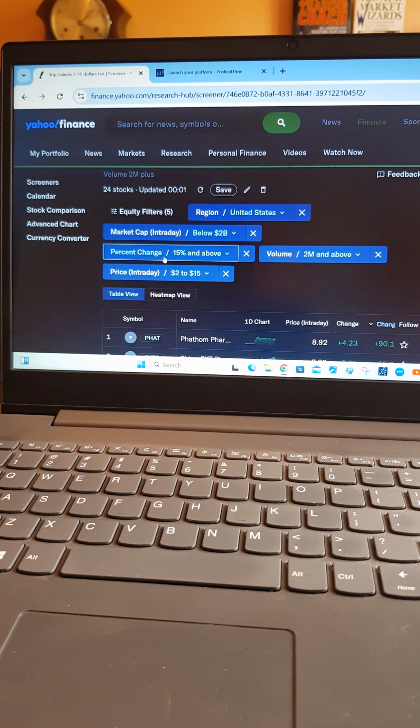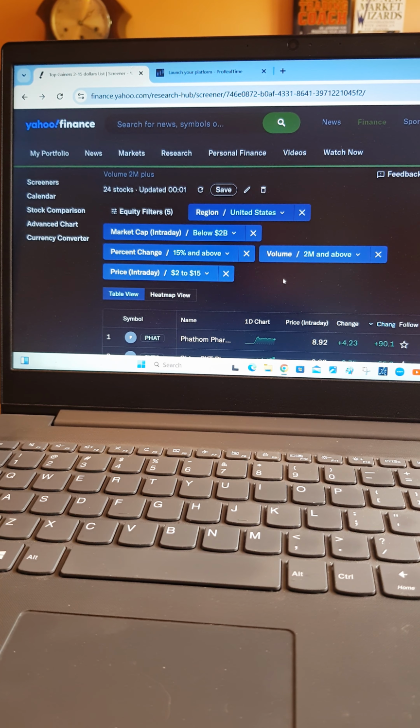Percent change 15% and above. So that's just my preference. I can change that depending on the market season. If it's not catching enough, I can up it to 20%, 30%, 50%, 100%, depending. And volume 2 million or more. So the stock is trading 2 million shares or more on the day. And the price $2 to $15.